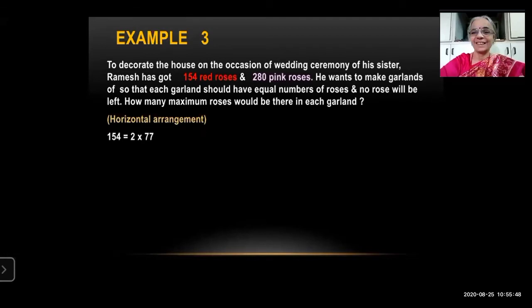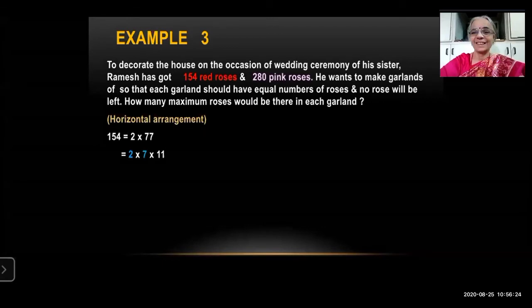So 77 is divided by, very good, 7. Correct? And 7 elevens are 77. Just check whether 2, 7 and 11 are all prime numbers or not. Are they all prime numbers? And so our factorization of 154 is done. Now we need to factorize 280. Okay. Let's do it.